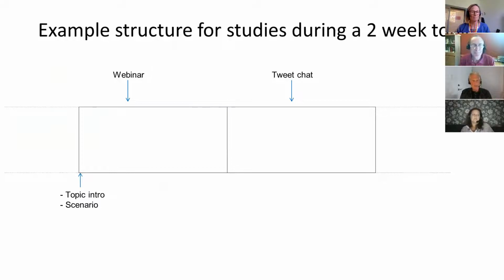For the start of each topic, the topic will be presented with an introduction and some information about readings and activities and so on on the course site. And there will also be a scenario provided for the PBL groups for their inquiry into the topic.